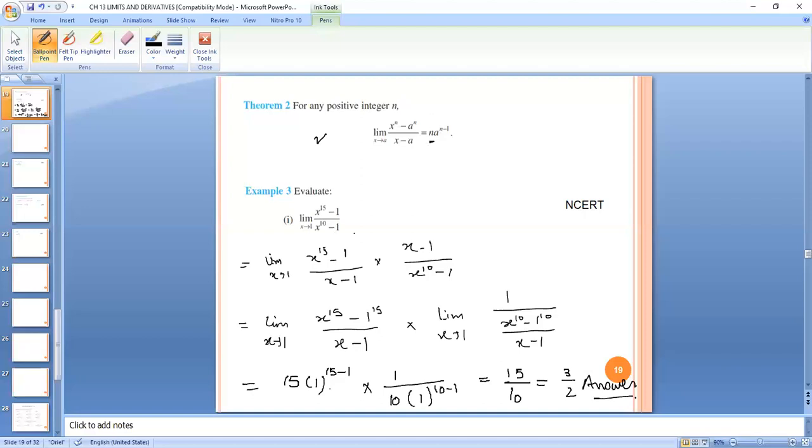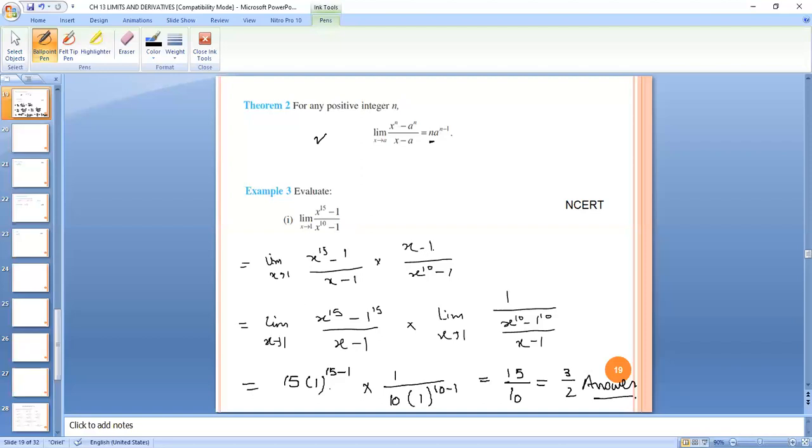You can apply it if you have x minus 1 in the denominator. So what are you doing? You are multiplying and dividing it with x minus 1. So you are rewriting the first term, x raised to power 15 minus 1, as 1 raised to power 15 upon x minus 1. Take limit on the second term also, limit x tending to 1.